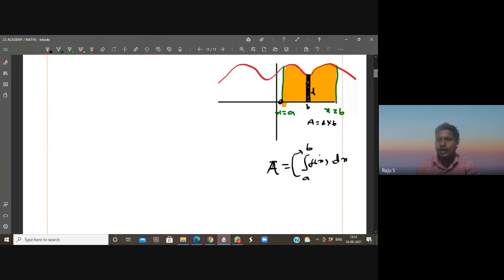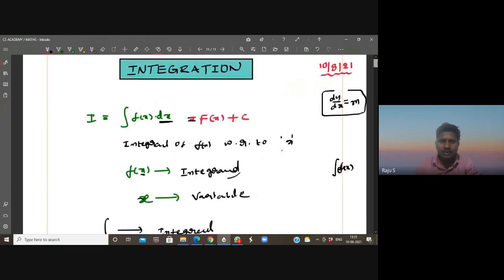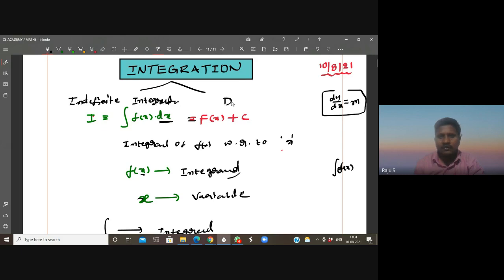So actually there are two types of integrations. What are the two types? The first one is indefinite integration, and the second is definite integration.